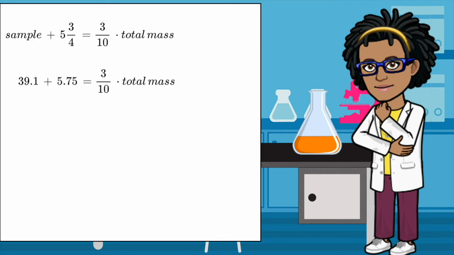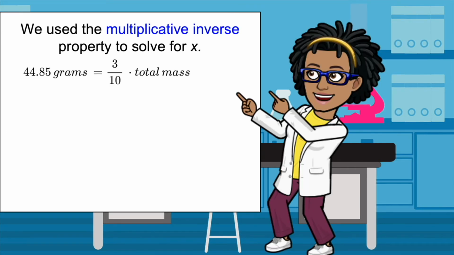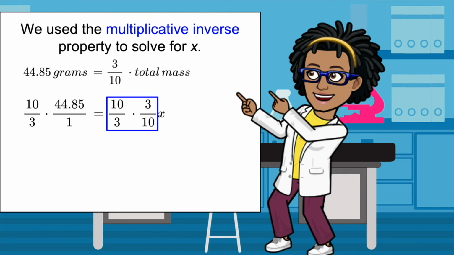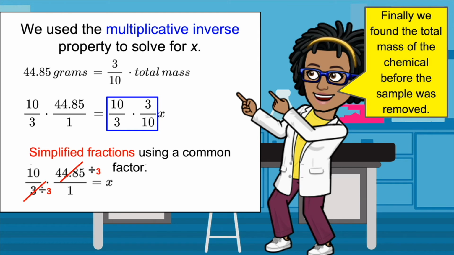So with this equation, we were able to substitute 39 1/10 for the sample. We converted our fraction by dividing numerator divided by denominator. This gave us a product of 3/10 the total mass. Then we used the multiplicative inverse property to solve for the actual total mass. We simplified fractions using a common factor. Finally, we found the total mass for the chemical before the sample was removed.